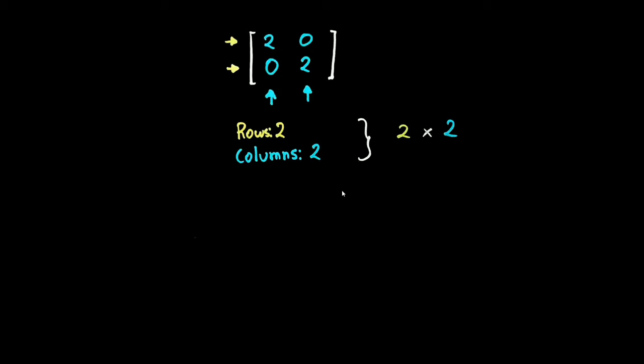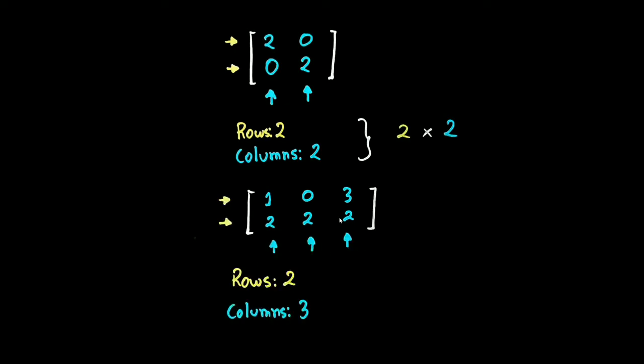Now let's look at another example. Let's say we have this matrix 1 2 0 2 3 2. This matrix has 2 rows and has 3 columns. So in the shorthand denotation we will write this down. We will write the dimensions of this matrix down as 2x3. This 2 telling us that the matrix has 2 rows and this 3 telling us that the matrix has 3 columns.